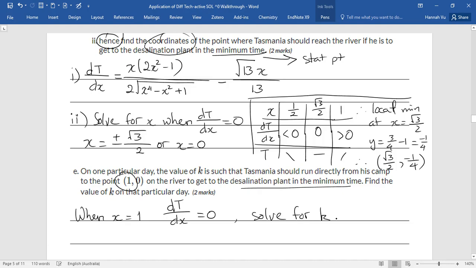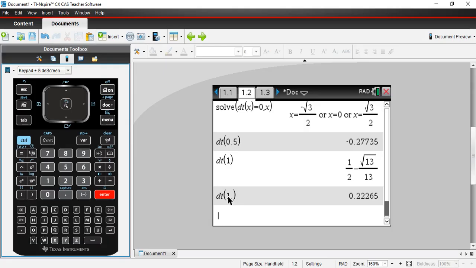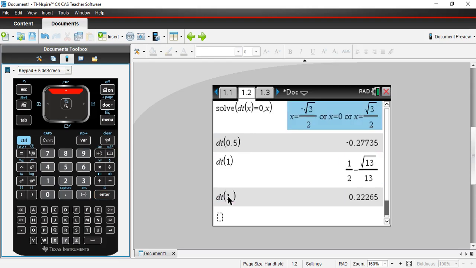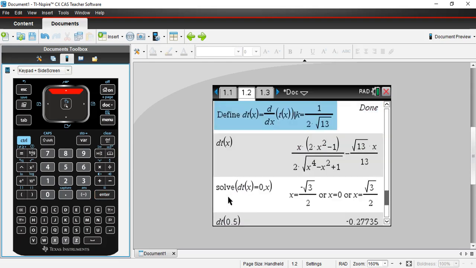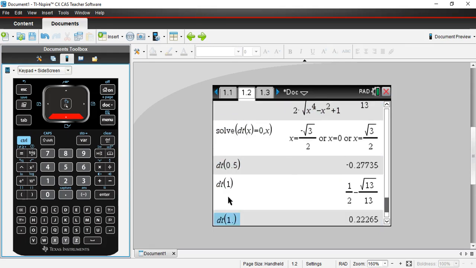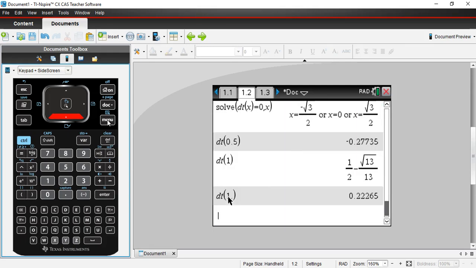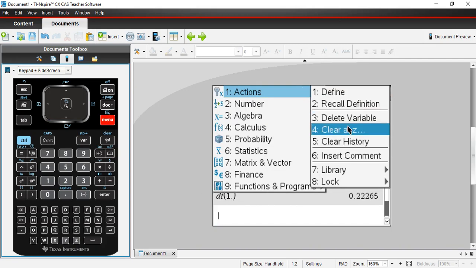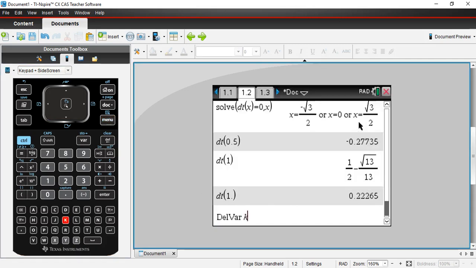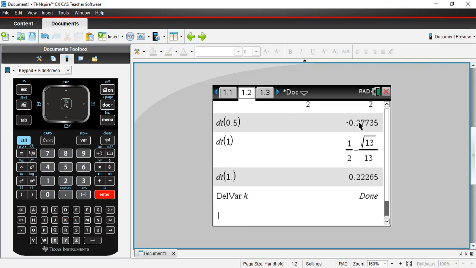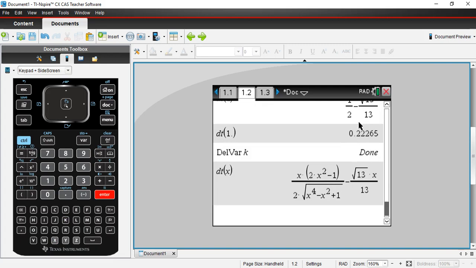I think this is really easy. You can just use the CAS. Now I need to basically remove this k value because my derivative of t is now defined with k in it. So I think I'm just going to delete k as a variable being defined. That's one of the many ways. There's a few ways to do this, but I'm just going to do that. Actually, that doesn't work. Does that work?